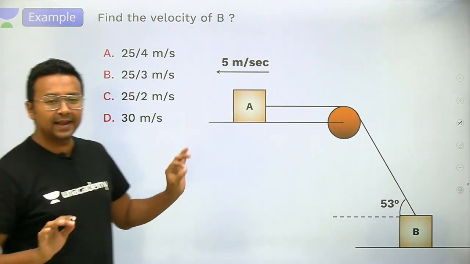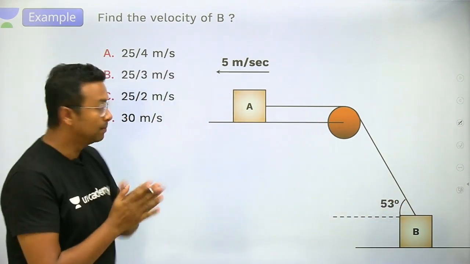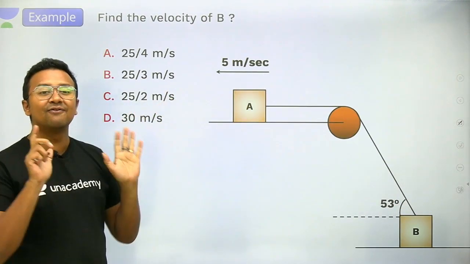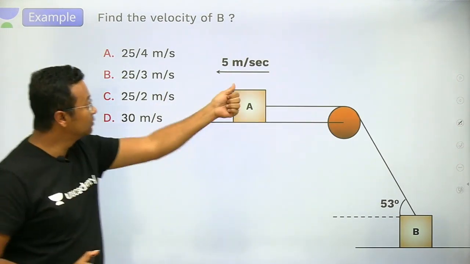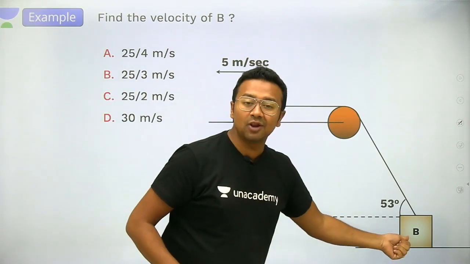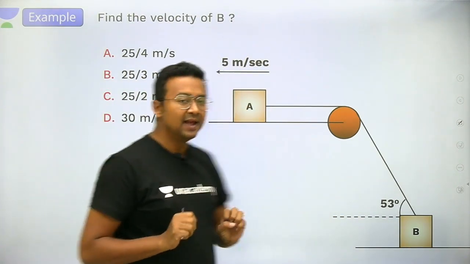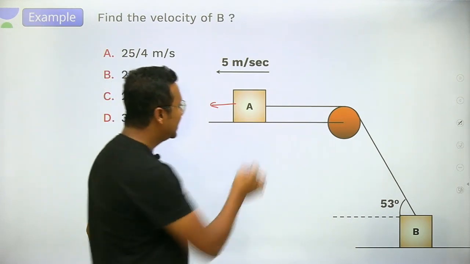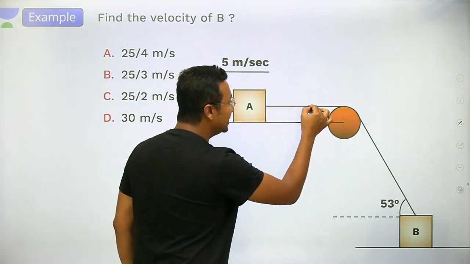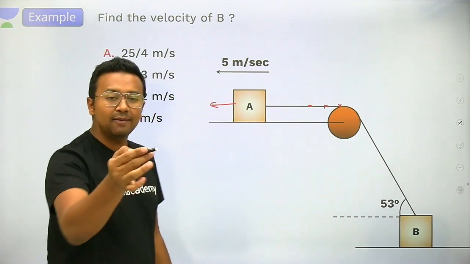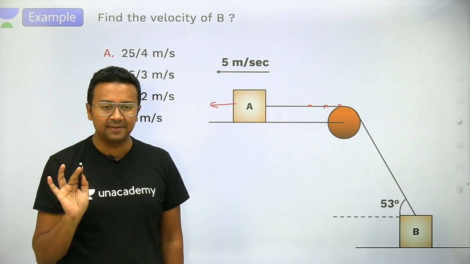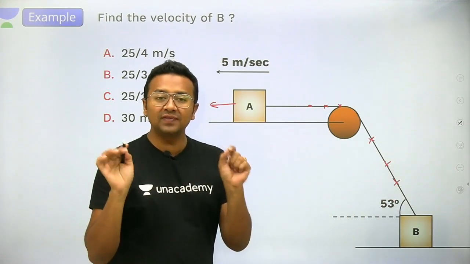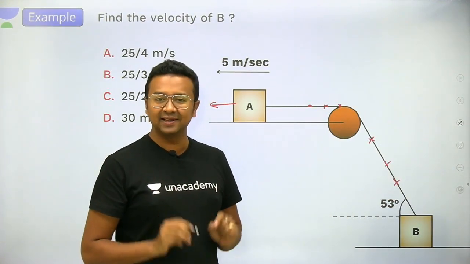See, simple idea. There are two blocks, block A, block B. Block A is moving in this direction with a speed of 5 meters per second, right? It is moving in this direction with 5 meters per second. What should be the velocity of block B? Simple idea, right? Now see that if block A is moving in this direction with 5 meters per second, then this point, this point, this point, all are moving in the same direction with 5 meters per second. It is clear. Then all of these points will also move with 5 meters per second, right?